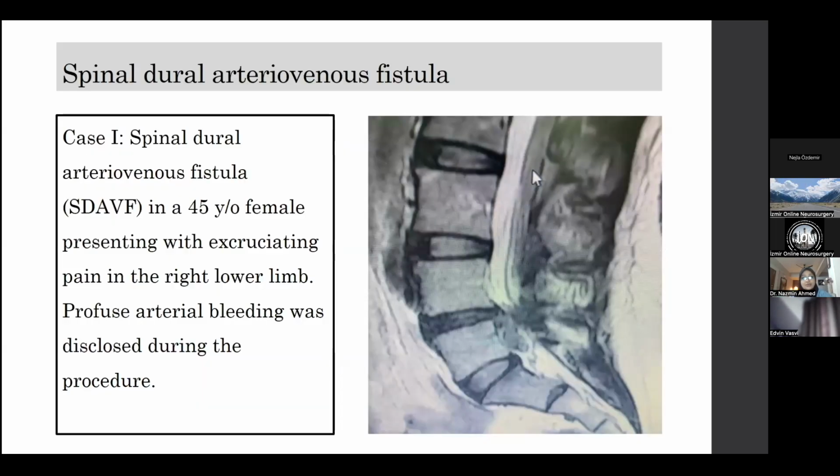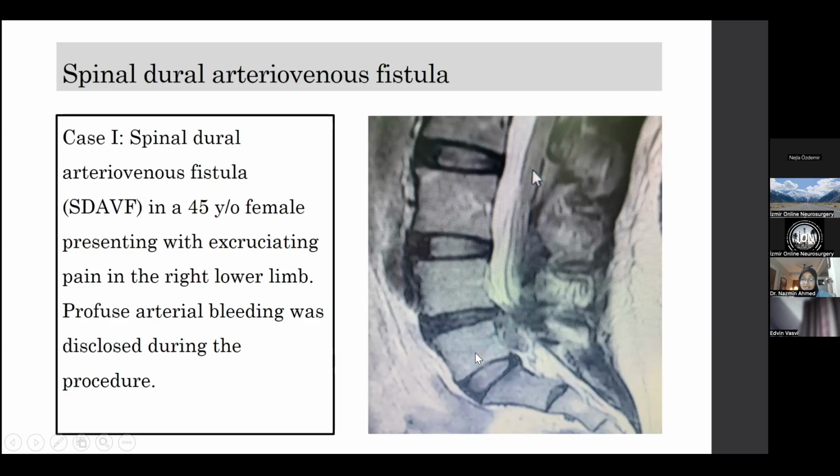Sometimes spinal dural arteriovenous fistula can mimic prolapsed lumbar intervertebral disc, where there may not be presence of prominent flow voids. So let's have a look at this example. This is an MRI T2 sagittal section of a 45-year-old female who presented with excruciating pain in the right lower limb. It is evident from imaging that it mimics disc herniation at the L4-5 level with a huge downward migratory component.